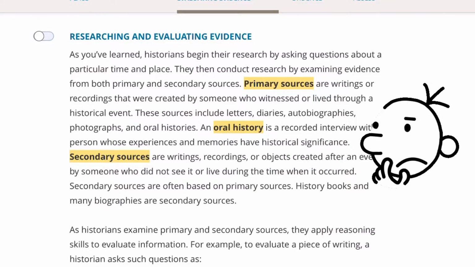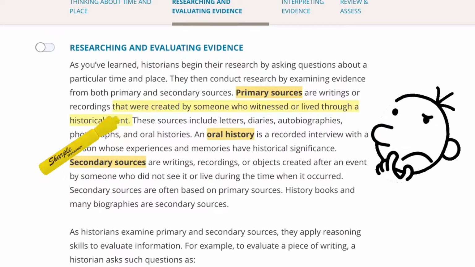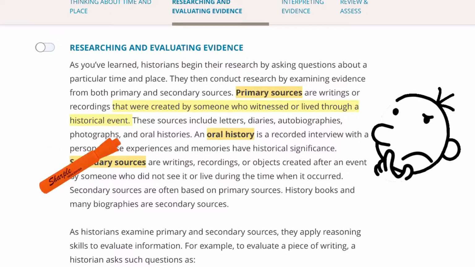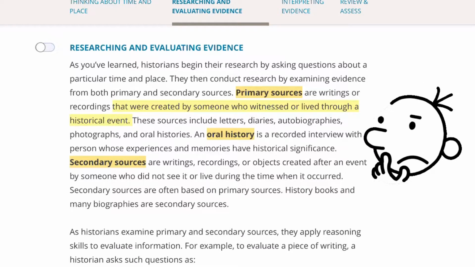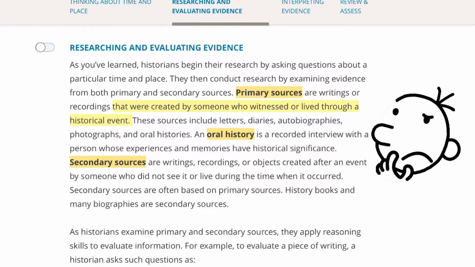Primary source documents are writings or recordings that were created by someone who witnessed or lived through a historical event. For example, diaries, autobiographies, and journals. Probably you can still remember the diary of Anne Frank. Or ancient manuscripts that were discovered in Greece or Egypt. We also have oral histories. These are the stories that people tell, but they did not write or record those interviews. Say, for example, the story that your grandparents tell you about their experience growing up in the neighborhood. So oral history can be considered a primary source.